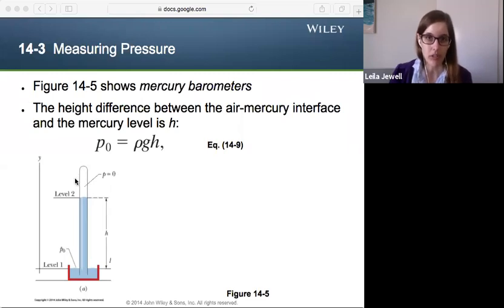approximately 0, right? There's maybe some mercury vapors there, but it's mostly a vacuum, and then it fills up to some point, and the height difference between the top of that mercury level at level 2 and the place where the mercury is open to the air, that H can allow us to measure the atmospheric pressure, right?